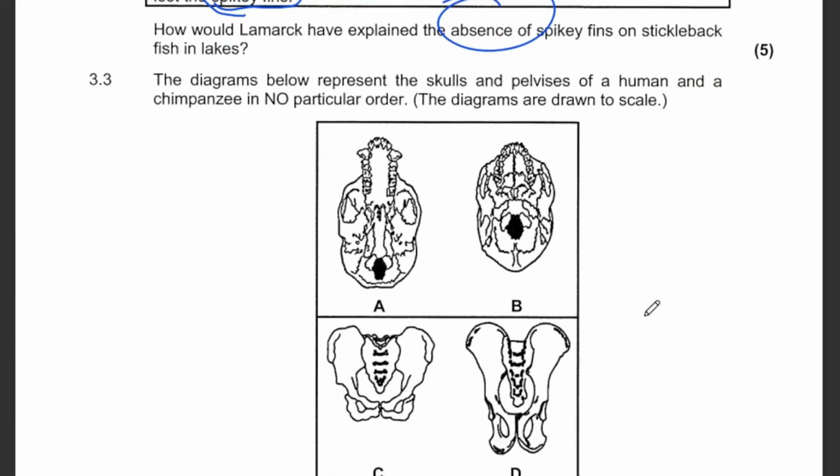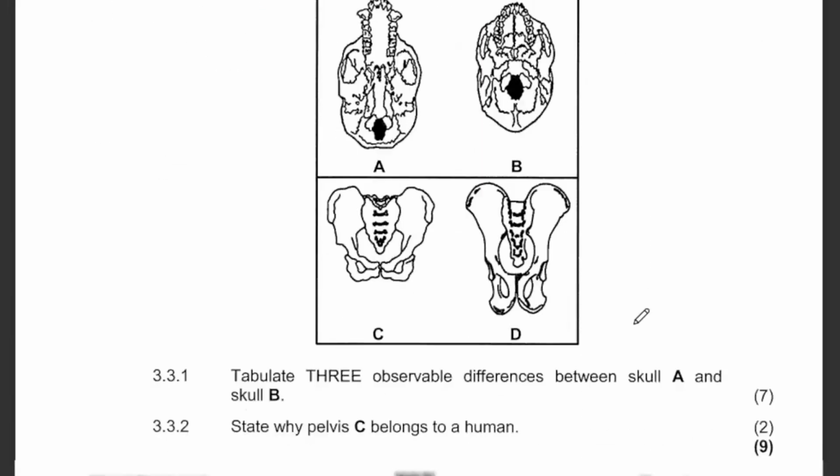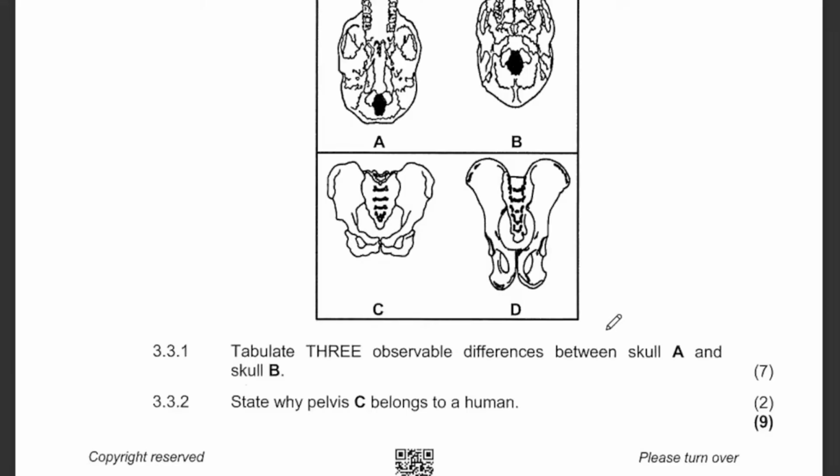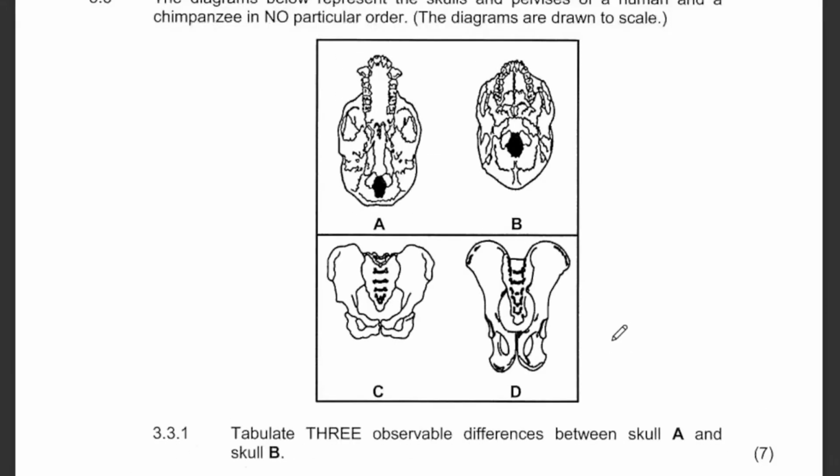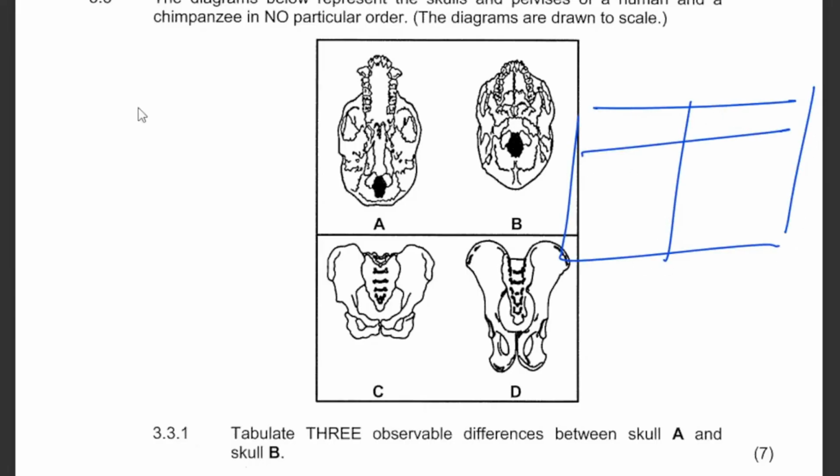The diagram below represents the skull and pelvis of human and chimpanzee, in no particular order. They're saying to name 3 structures differently. We did this several times. We said to draw a table, a complete table. Some of you did it just as a T. They're saying that is A and that is B. So they're saying for A, you tell us.